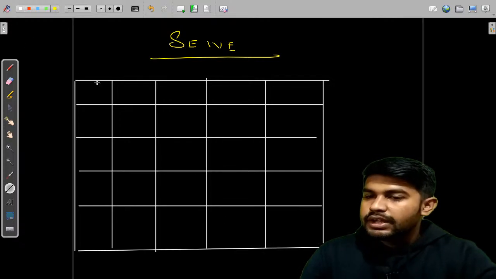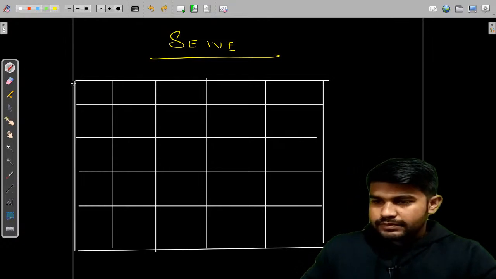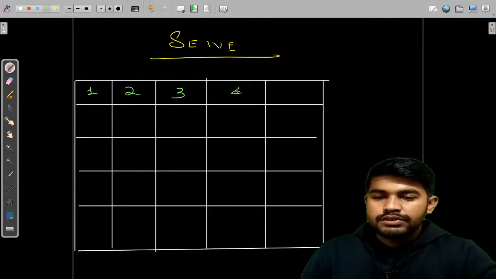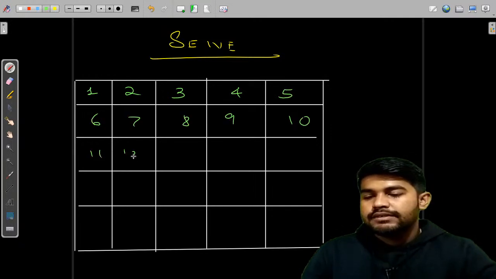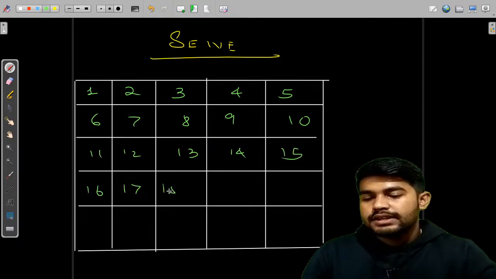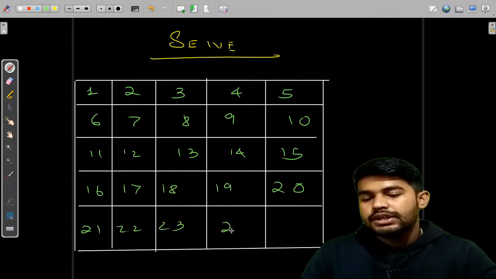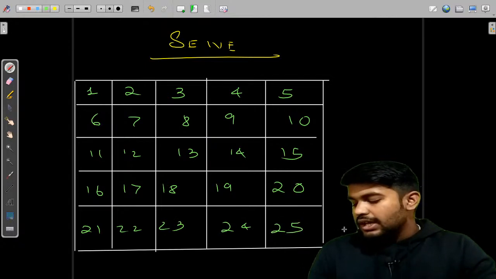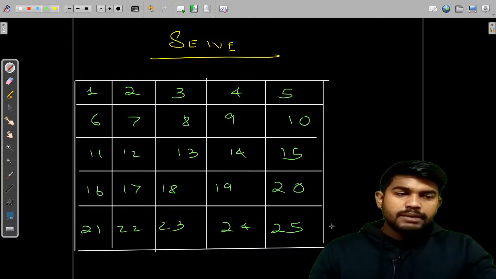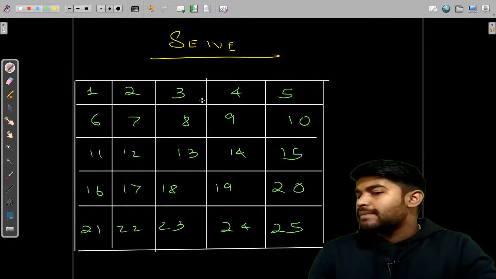Now let's fill the values. So this is 1, 2, 3, 4, 5, 6, 7, 8, 9, 10, 11, 12, 13, 14, 15, 16, 17, 18, 19, 20, 21, 22, 23, 24 and 25. Basically we won't be having a matrix, but rather a whole array, but representing 25 numbers in a single line is very difficult. That's why I'm showing you in a matrix format.